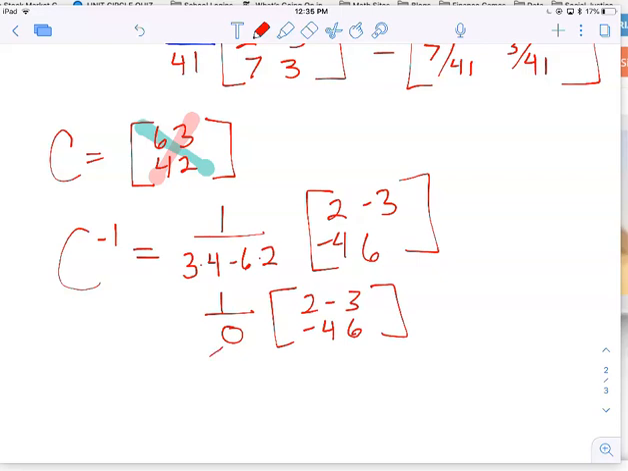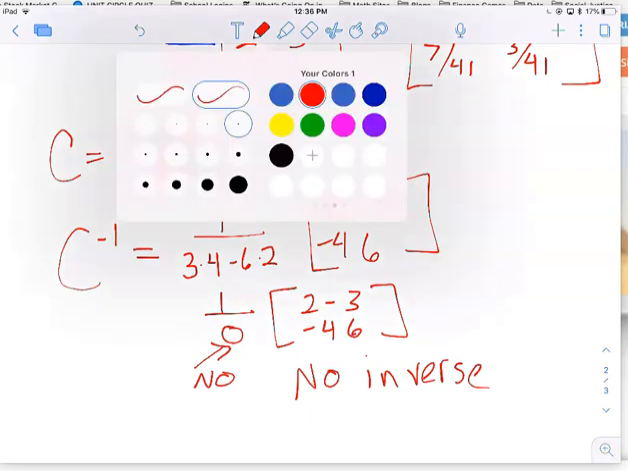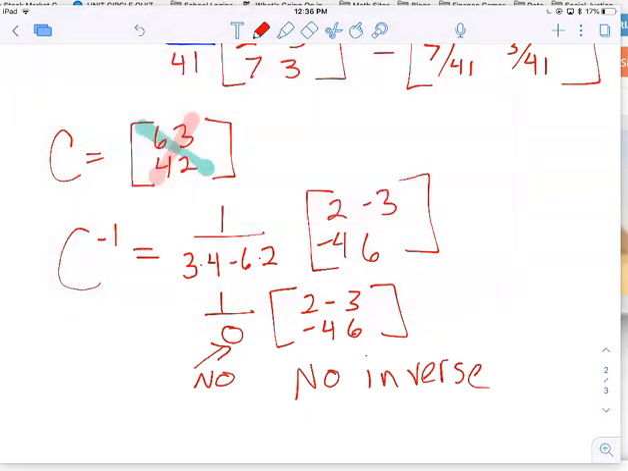We can't divide by 0, so that's no can do there. So we'd say there's no inverse. The determinant is 0, but there is no inverse. So our determinant, just to clarify, is that bottom number. Our determinant is 0, because that's the number that's right here, but there is no inverse.